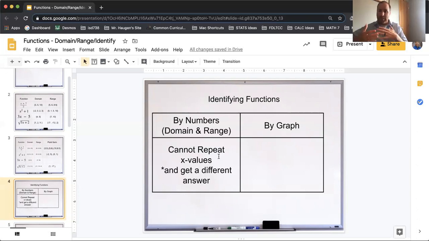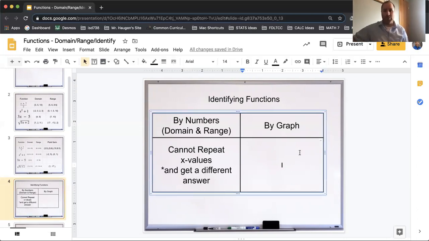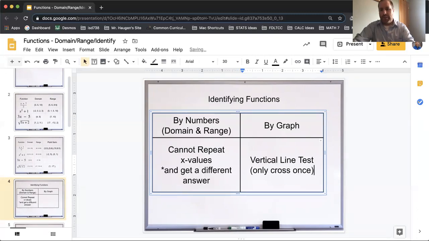And what that means by a graph, if we repeat X values, that means if you did repeat an X value, vertically something would be the same. So what we check for on a graph is we check what's called the vertical line test, meaning that if we were to ever draw a vertical line in, it would only ever cross one time. So the vertical line test means it only crosses once. That's how we check graphs.